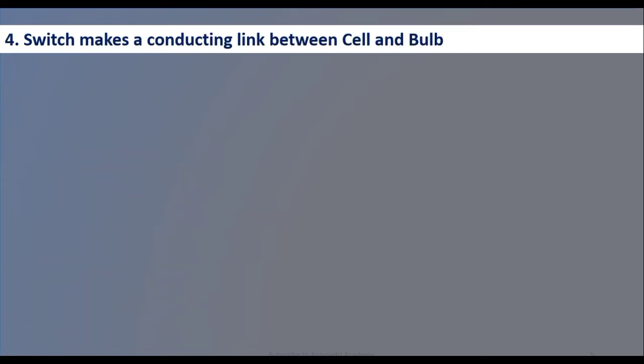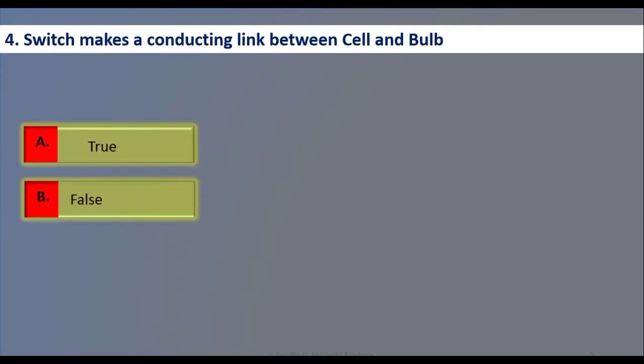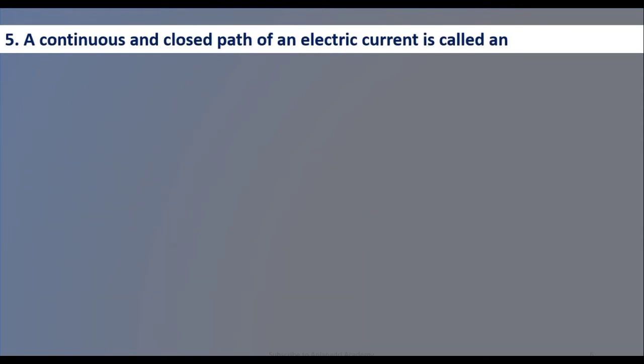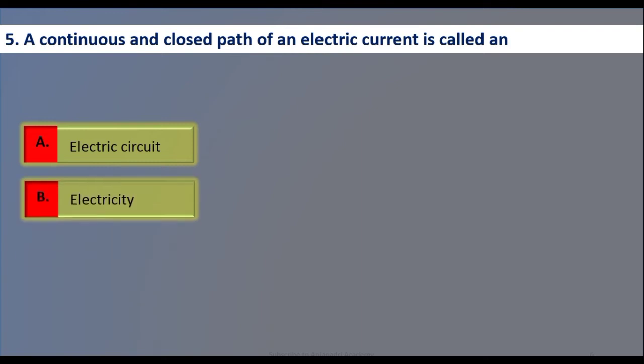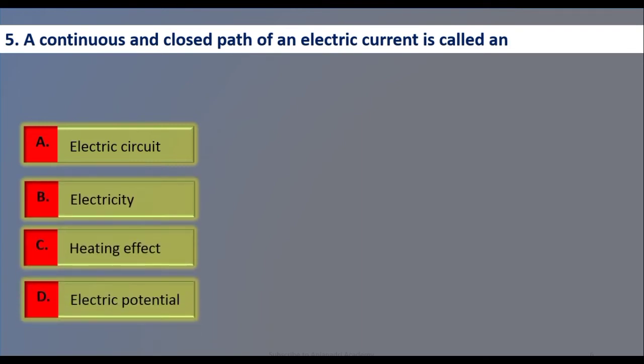Switch makes a conducting link between cell and bulb. Whether it is a true statement or false statement. Yes, exactly, the switch makes a conducting link between the cell and bulb. Therefore, it is a true statement. A continuous and closed path of an electric current is called an electric circuit, electricity, heating effect, electric potential. Yes, it is electric circuit. A closed and continuous path of an electric current is called an electric circuit.